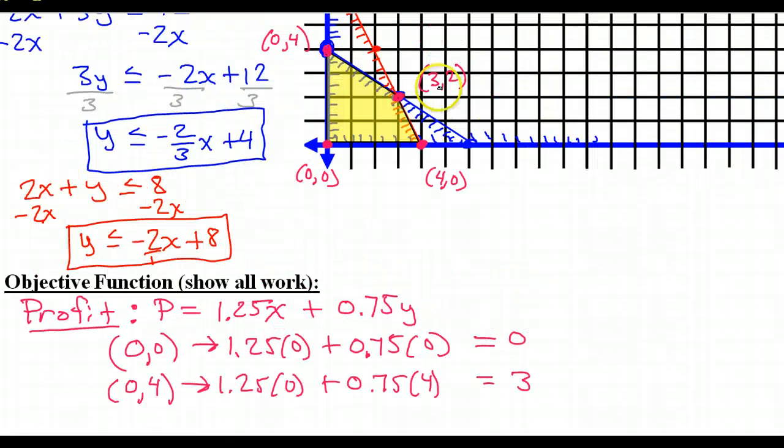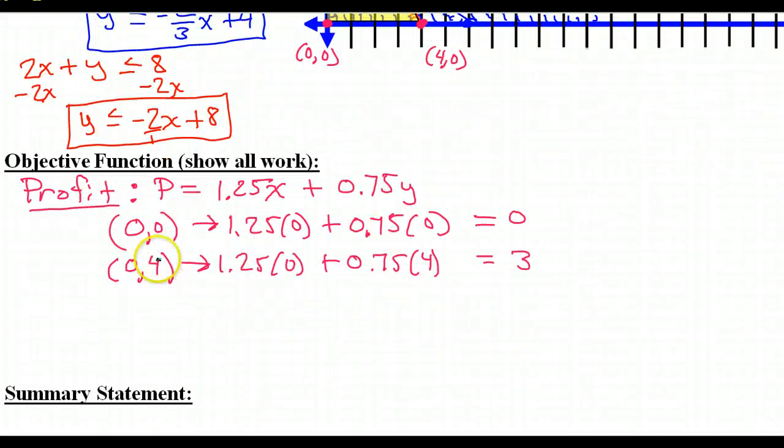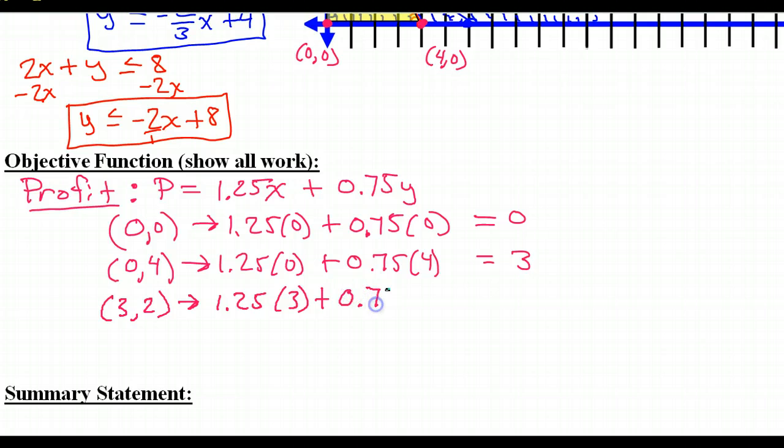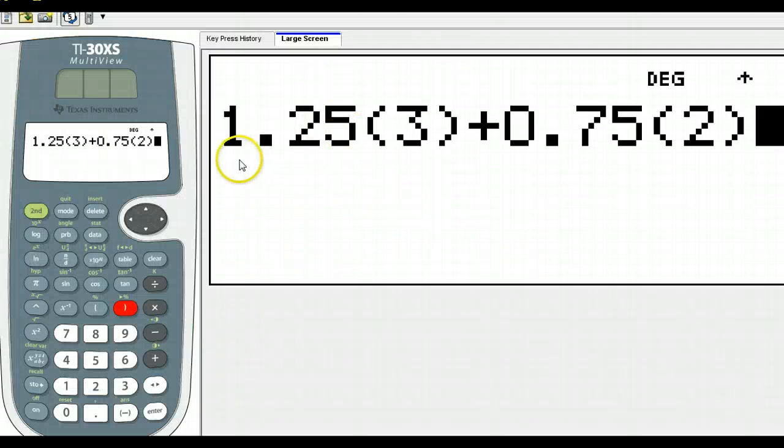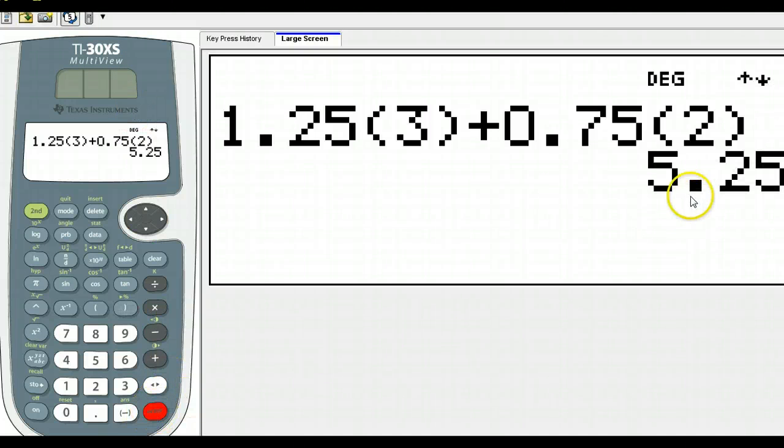All right, next I have this 3, 2 happening. So it'll be 1.25 times 3 plus 0.75 times 2. Please understand, you could type in this entire expression into your TI-30 XS multiview. All right, so that is $5.25.